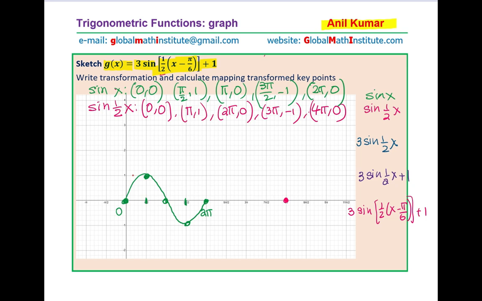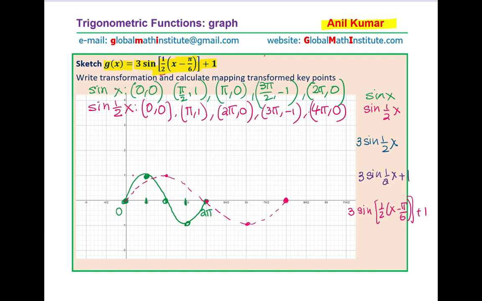So instead of pi by 2, the first peak comes at pi. Then the 0, which was at pi, will be at 2 pi. The minus 1 value will move to 3 pi, and we have a graph here which I am drawing in dotted line. So this is horizontally stretched by a factor of 2. Is that clear to you? And you can also see all the points.